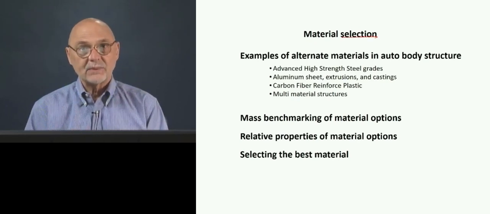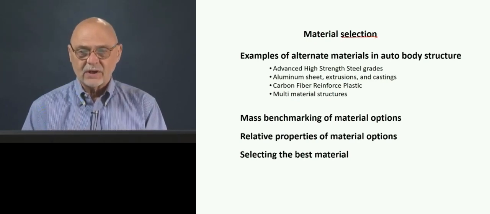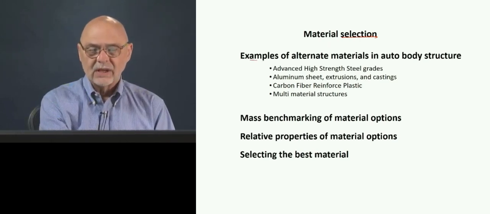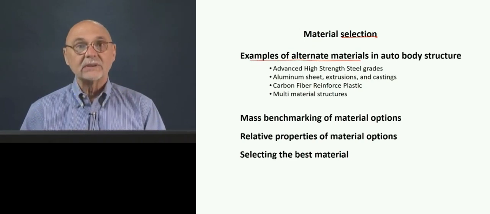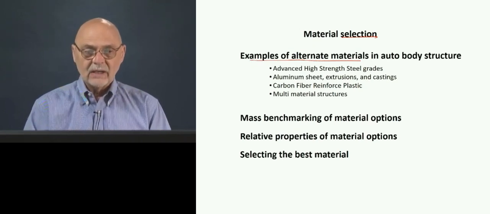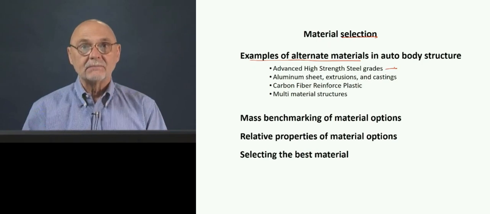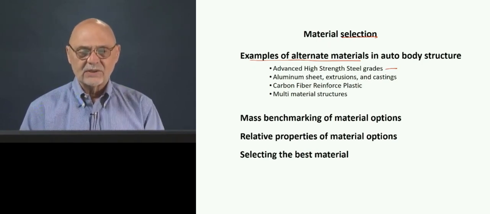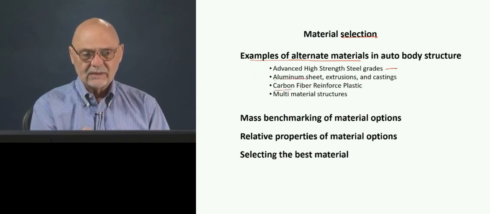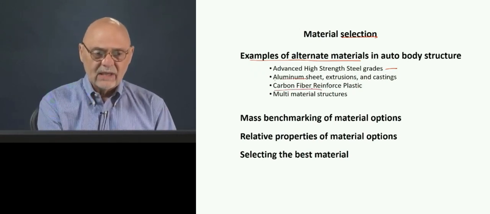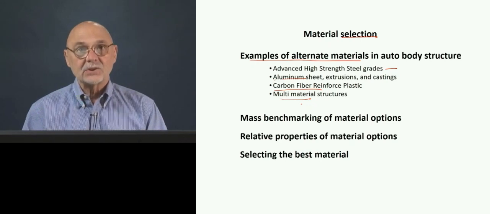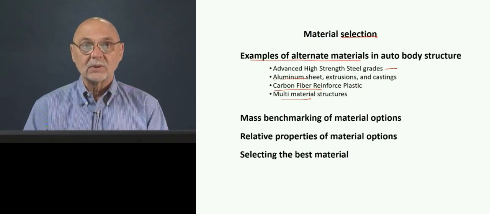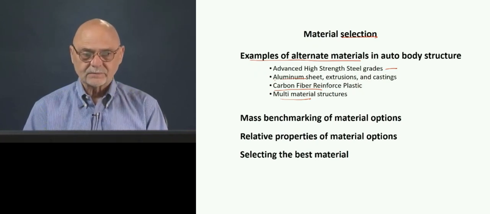How do we know what the best materials are for different areas in our body structure? So what we're going to start with is just some examples of alternative materials in our auto body structure, going beyond just regular steels to some advanced high strength steel grades, aluminum, carbon fiber reinforced plastic, and then an idea of not just a homogeneous structure of one material, but multi-material body structures.